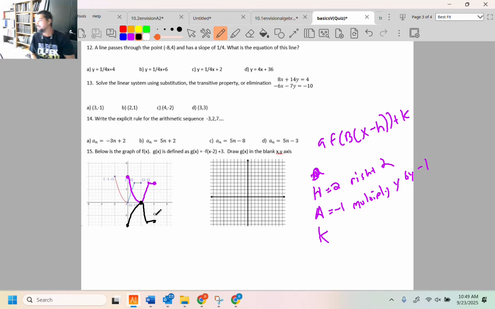Now I'm ready for the last one. K is this last number. It's plus 3. This is up 3. So I'm just going to take every point and I'm going to shift it up 3 units. So this one that was at negative 4 is now going to be at negative 1. This guy that was at 2, 0 is going to be at 2, 3. This guy right here, it was at 3, negative 3. Now it's going to be at 3, 0. This guy was at 4, negative 3. Now it's going to be at 4, 0. And we get something that looks like this.